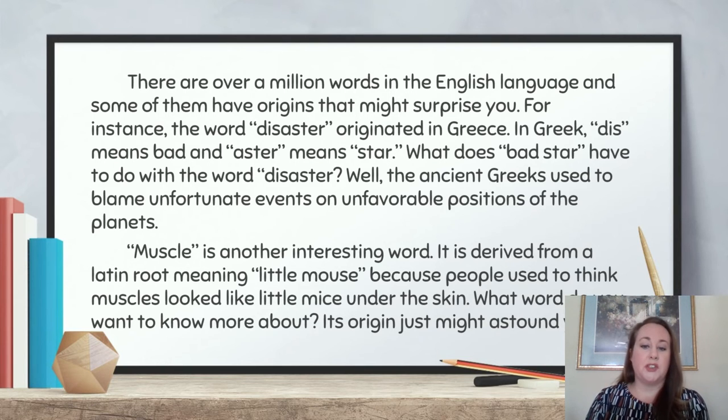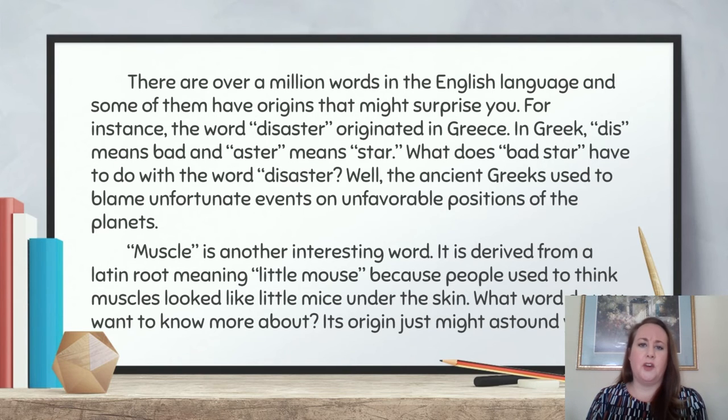Mussel is another interesting word. It is derived from a Latin root meaning little mouse because people used to think that mussels looked like little mice under the skin. What would you want to know more about? Its origin just might astound you.